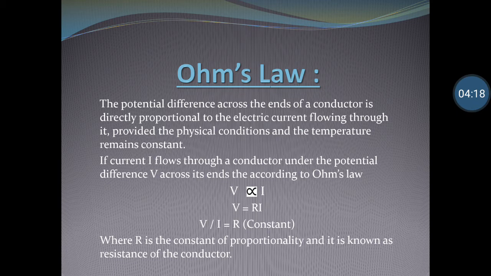If 1 ampere current flows through the conductor under the potential difference of 1 volt, then according to Ohm's law, V is directly proportional to I. V is equal to RI. So V by I is equal to R, that is constant, where R is the constant of proportionality and it is known as resistance of the conductor.